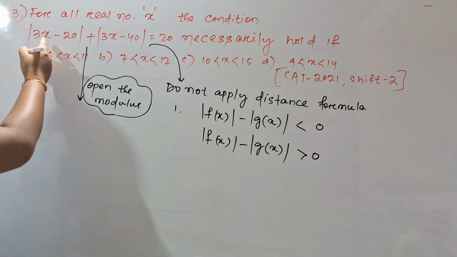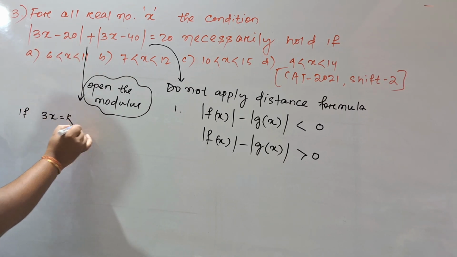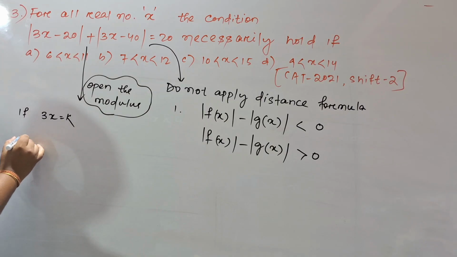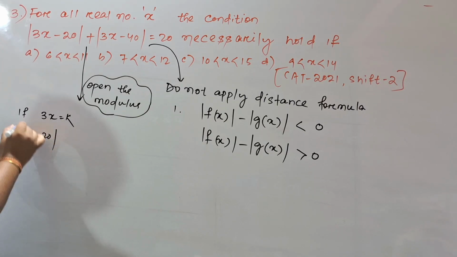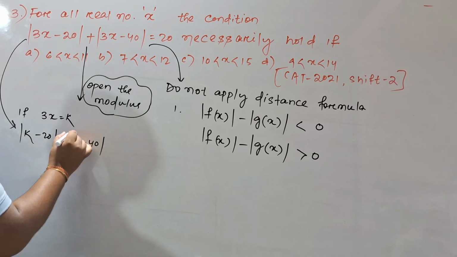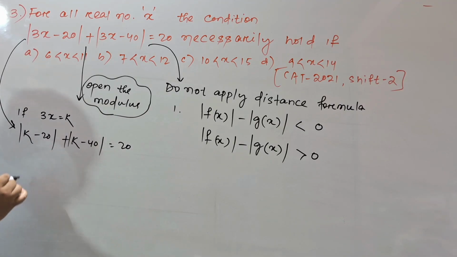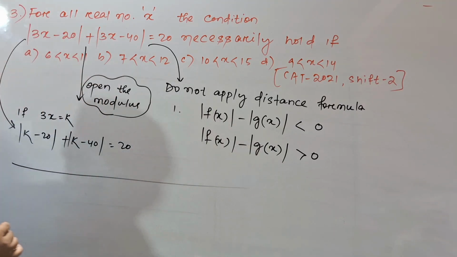Acha, here I make the equation easy. If 3x is equal to k, you can write this equation as |k minus 20| plus |k minus 40| equal to 20. So how many critical points are there? First represent the critical points on the number line.